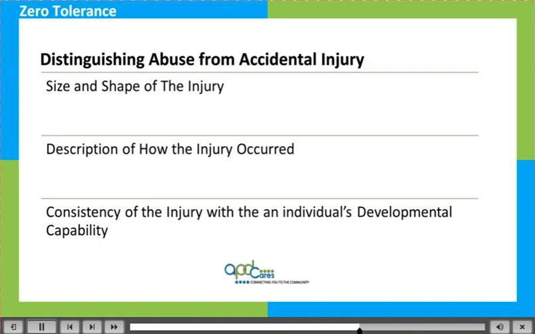Consistency of injury with the individual's developmental capability. As children grow and gain new skills, their ability to engage in activities that can cause injury increases. A toddler trying to run is likely to suffer bruised knees and a bump on the head. Toddlers are less likely to suffer a broken arm than an 8-year-old who has discovered the joy of climbing trees.